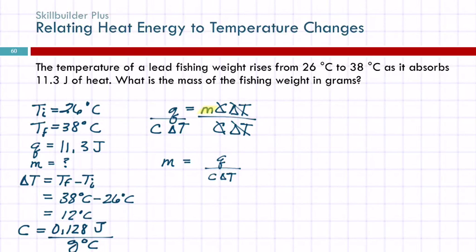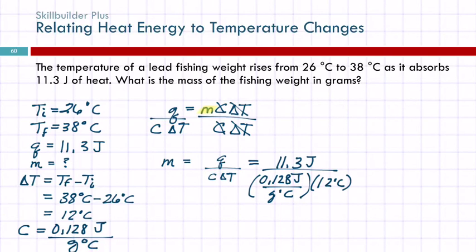Now I have all three of those numbers. So I'm going to put them into this equation. So Q is 11.3 joules. And then down here I've got C, 0.128 joules per gram degrees Celsius. And delta T is 12 degrees Celsius.